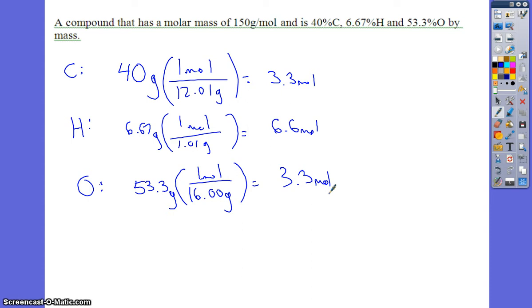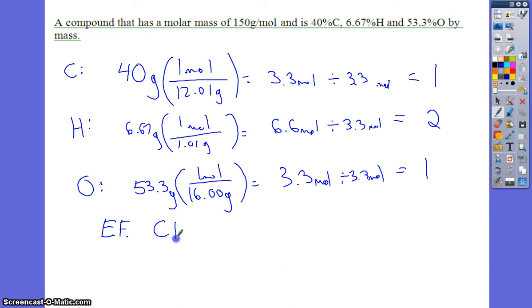Now to get the ratios of carbon, hydrogen, and oxygen, I divide them all through by the smallest. So 3.3 moles was the smallest. And I find the ratio of carbon, hydrogen, and oxygen: 3.3 divided by 3.3 is 1, 6.6 divided by 3.3 is 2, and 3.3 divided by 3.3 is 1. So my empirical formula is CH2O. But that is not my molecular formula. To get my molecular formula, I've got to find what combination of CH2O has that ratio, but also has a molar mass of 150 grams per mole.